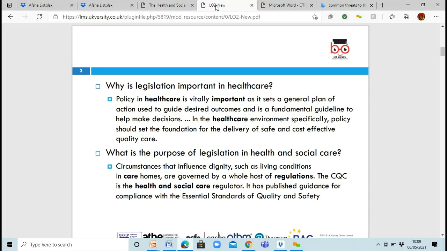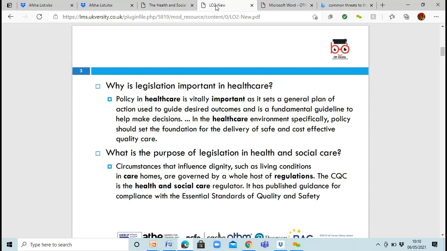And then, what is the purpose of legislation in health and social care? There are different purposes for this. One of them is that it can influence dignity. Equality and diversity will come into a lot within health and social care, and you'll be quite familiar with that if you're working within a setting at the moment. For dignity, you're going to look at living conditions. Are the care homes up to standard? Do you have a decent living condition? Do you have hot water, heat? Have they got the amenities that should be accessible?